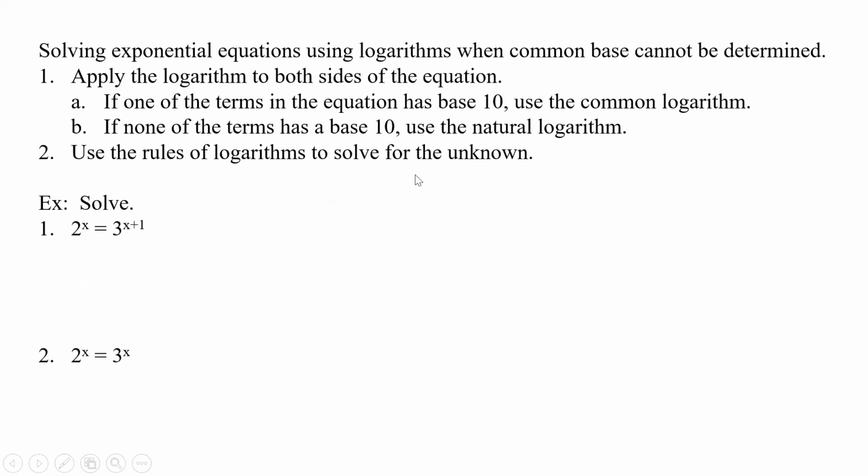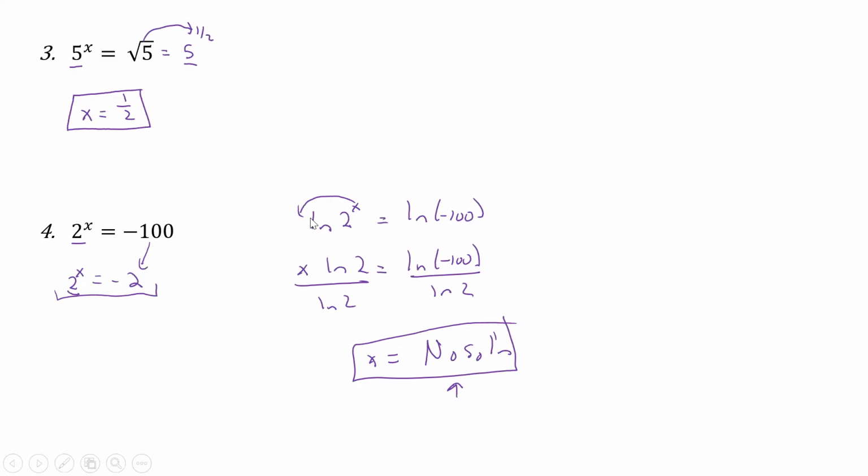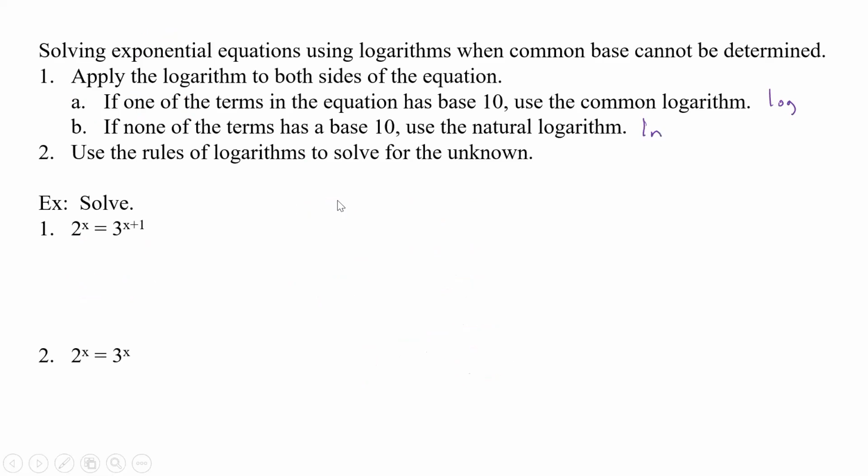All right, so here, solving exponential equations using logarithms when a common base cannot be determined. That's kind of what we just did a little bit. What we're going to do is apply the logarithm to both sides of the equation. If one of the terms in the equation has base 10, we're going to use the common log, which is, remember, log. And if none of the terms has a base 10, we're going to use the natural log, and that would be the ln. And then we're going to use the rules of logarithms to solve for the unknowns. So kind of like what we did here, this is what we're going to do now.